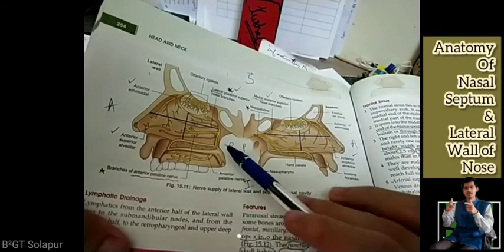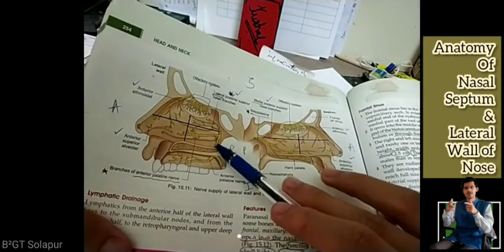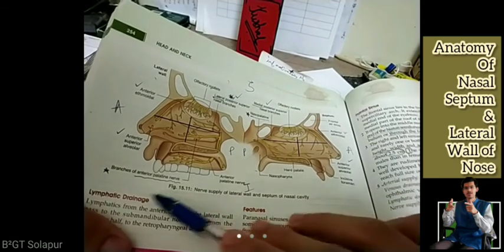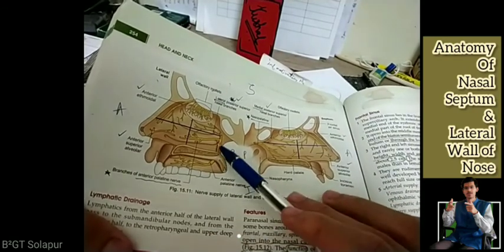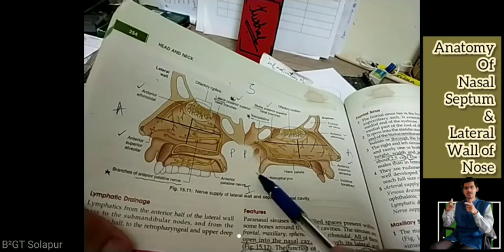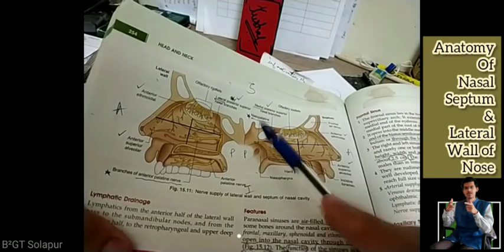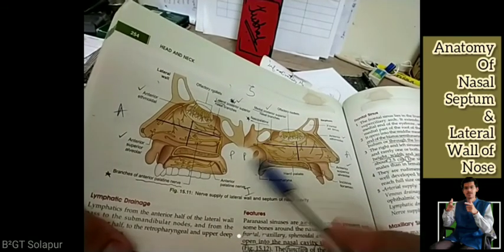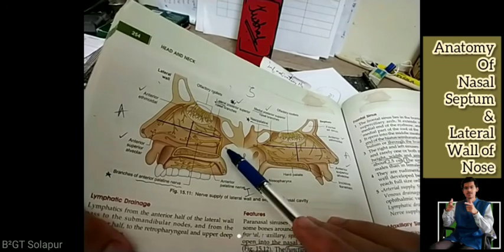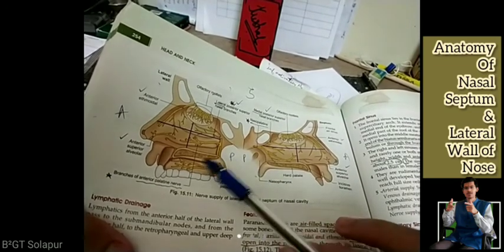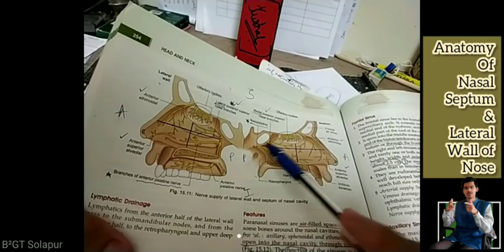Now if you see this quadrant, the posterior inferior quadrant, what is it? Branches of the anterior palatine nerve. I'm sorry if I'm saying artery. Here it is the anterior palatine nerve, and here it is the nasopalatine nerve.